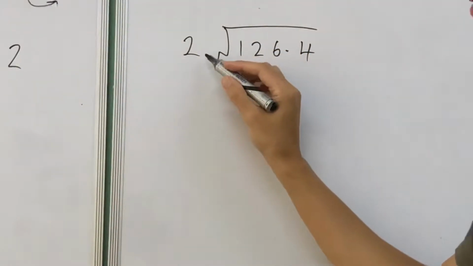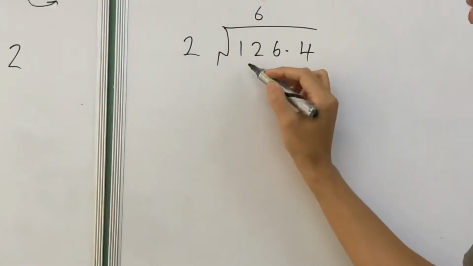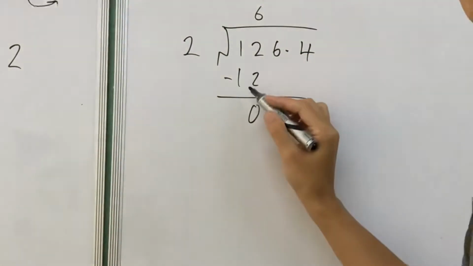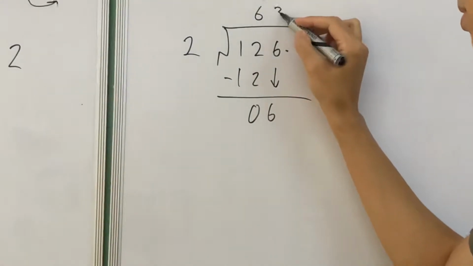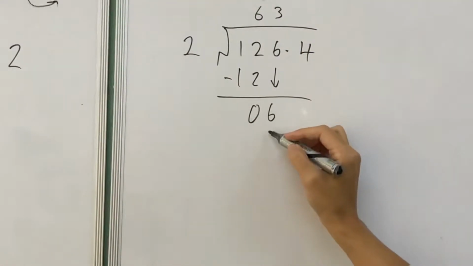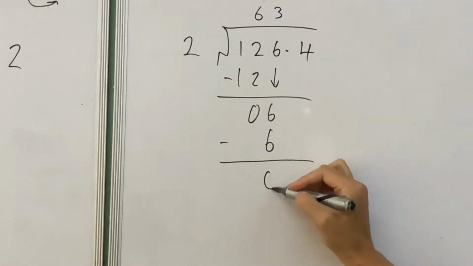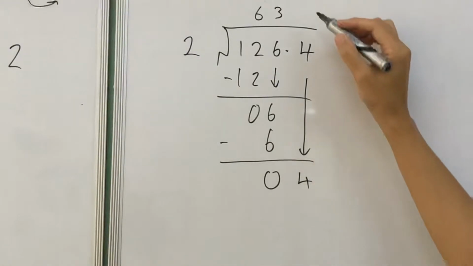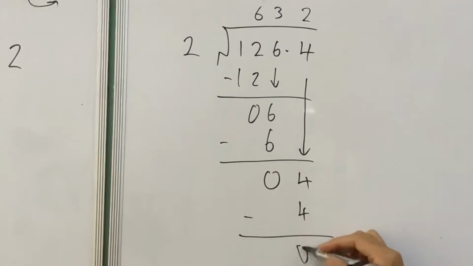So how do you divide here? You look at this is 2, this is 12, multiplied by 6. So 12 minus 12 is 0, and you bring down the 6, so it's a 3 here. 2 times 3 gives you 6 as well, you minus and get 0 again, and you bring down the 4. 2 times 2 will give you 4, so take away and you get 0.